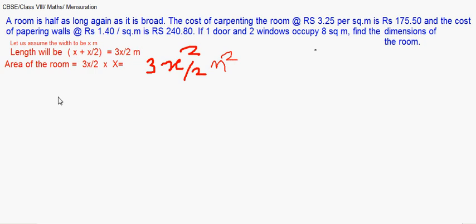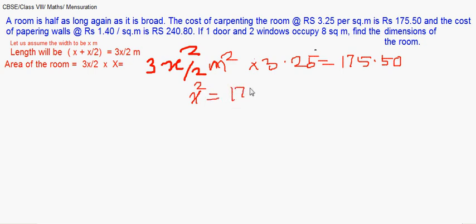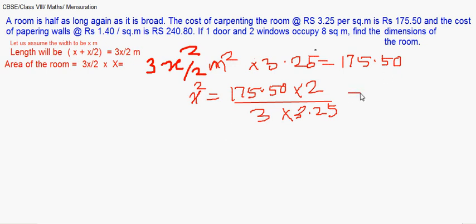I can simply continue writing on the same line here. This multiplied by 3.25 per square meter should be giving us 175.50. So x square will be 175.50 multiplied by 2 divided by 3 into 3.25. Finding this, x square will be giving us 36. So x will be square root of 36, that is 6 meters. That means the width, or the breadth, we got to be 6 meters.